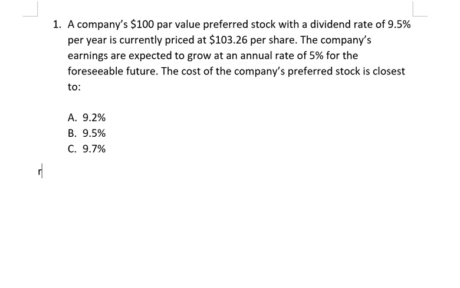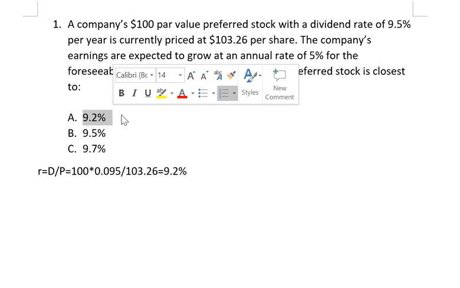Cost of preferred stock equals dividend divided by price. 100 times 0.095 divided by 103.26 equals 9.2%. The answer is A.